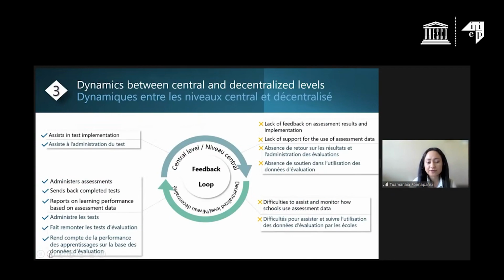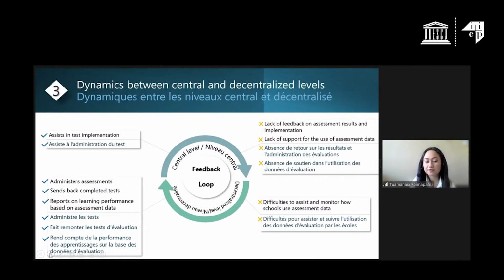So for the central level, the first step in this loop is the assistance in the test. You have some workshops in some countries organized to familiarize people with the standards and the procedures of this exercise. But once the tests have been carried out, they very seldom get any feedback on the assessment results as such and the assessment reports, and on the way the tests took place, just to see whether there were any specific conditions which may have an impact on the validity of the data.